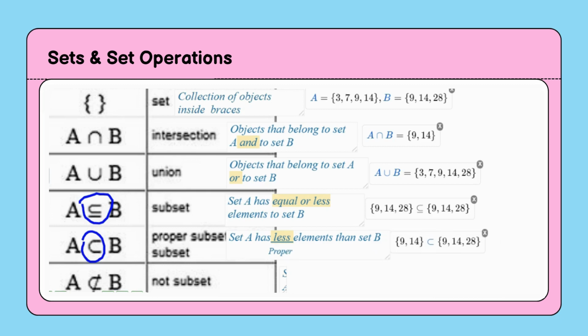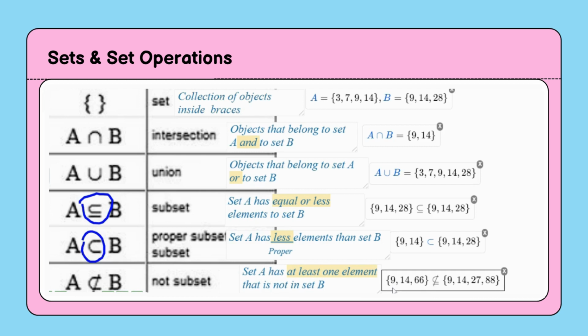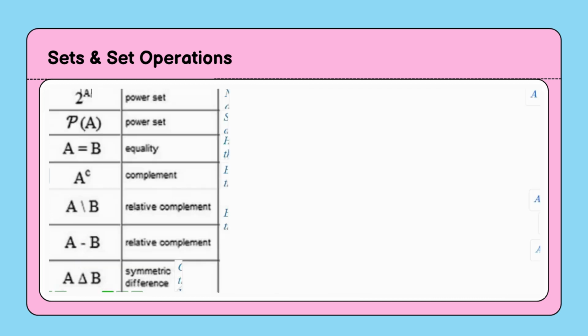It's pretty easy. So don't forget that a proper subset is different. It just has less elements. A set cannot be a proper subset of itself. And not a subset is obvious. Set A has at least one element, at least one, that is not in set B, like 66 here in the example. Now, let's move on to the next part, which would be power sets.